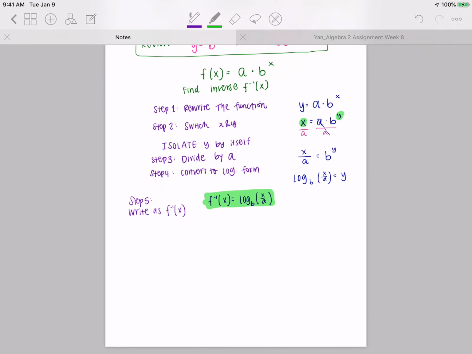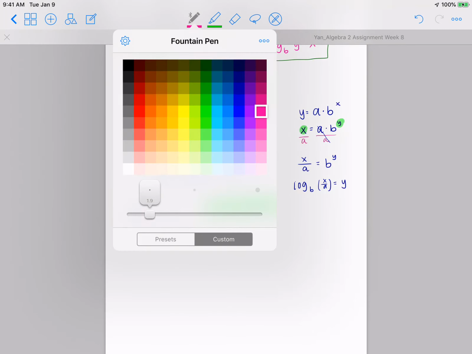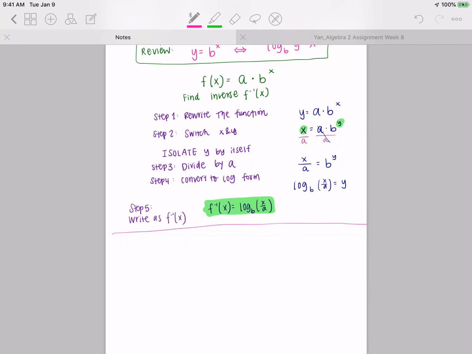Let's try out some examples and zoom out. So let's try out f of x equals 2 times 3 to the x, and f of x equals log base 4 of x over 2. Follow the steps at the top as much as you can to have our y standing by itself. I'm going to start out with y equals 2 times 3 to the x, and then we switch our x and y.